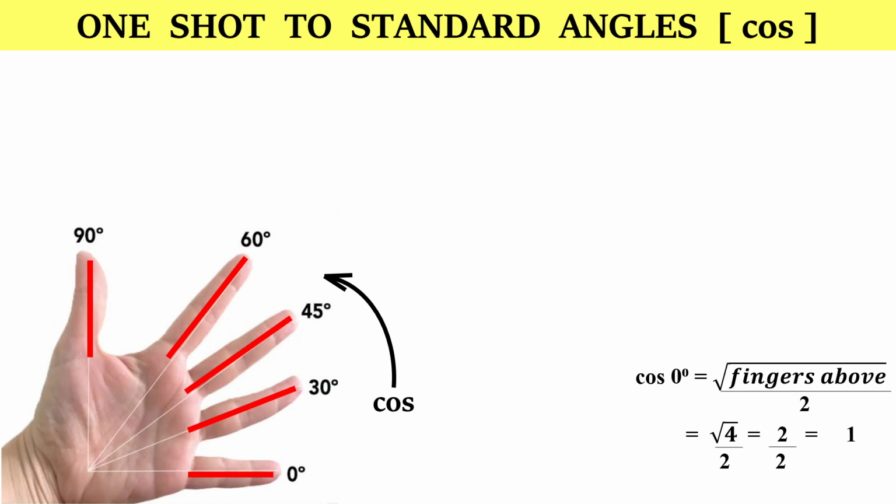There are 4. So the formula is square root of fingers above upon 2, which means square root of 4 upon 2, and you know 4 is a perfect square number. So square root of 4 becomes 2, denominator is still 2, so 2 upon 2 gives us 1. From here we get the value of the standard angle cos 0 degree. This is the trigonometrical ratio of standard angle 0. So here we have the value of cos 0 degree is equal to 1.